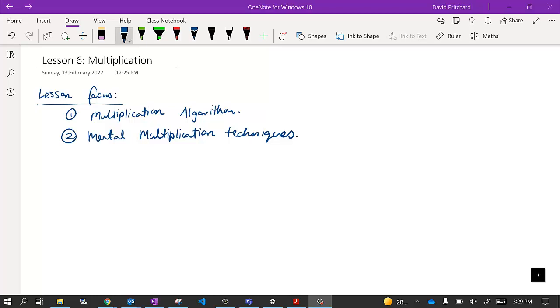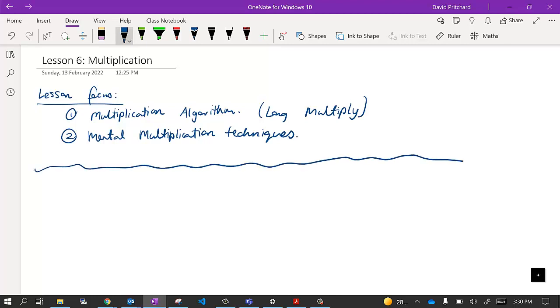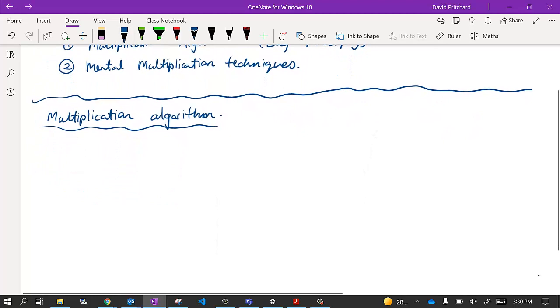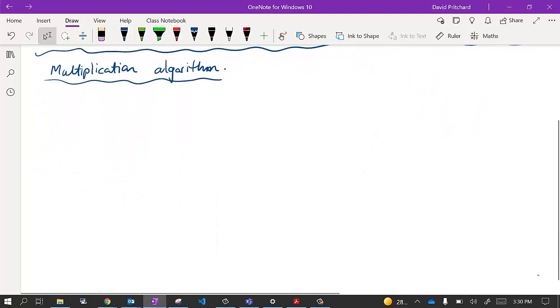In this lesson, we're going to look at multiplication. So we're going to focus on firstly the multiplication algorithm, which is that process we use for doing long multiplication. And then we're going to look at a couple of mental multiplication techniques. Okay, so we'll start with the algorithm because that's a thing that you'll already know quite well. If you remember the algorithm or you don't, we're going to go back through it really quickly now.